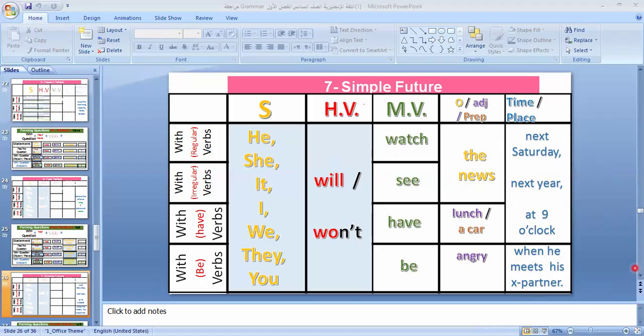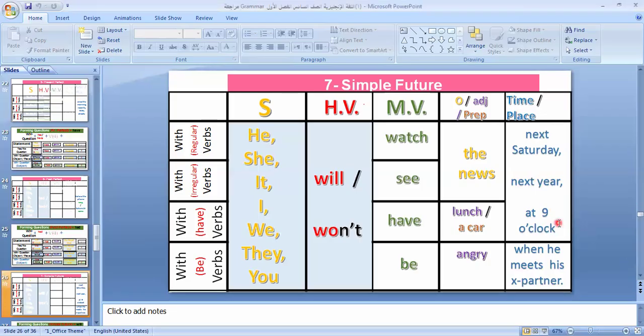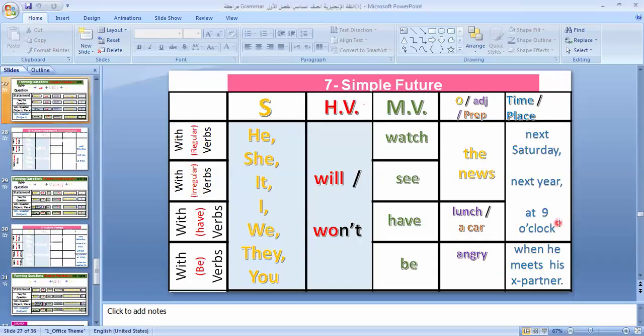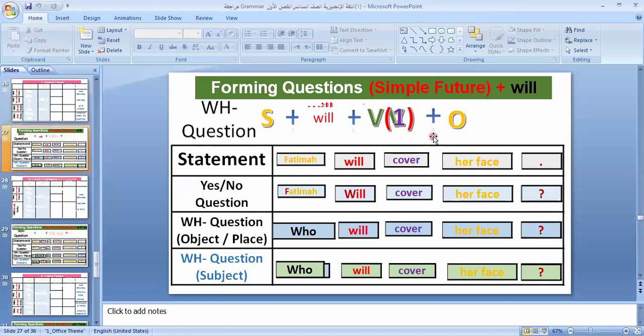Okay, and I would like to say that we have present continuous tense expressing the future, like I'm going to, but it isn't here now. I will explain later. Okay, let's go to another one. Here is the form of future simple tense in the question form or interrogative form, and in the WH question form. Let's do it together. Fatima will cover her face.